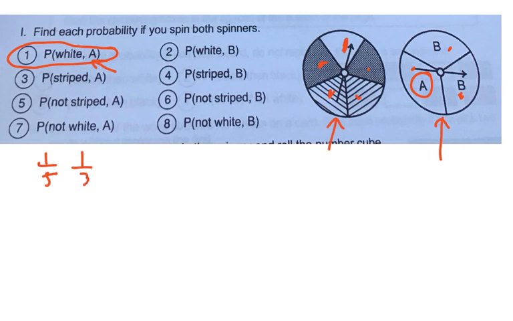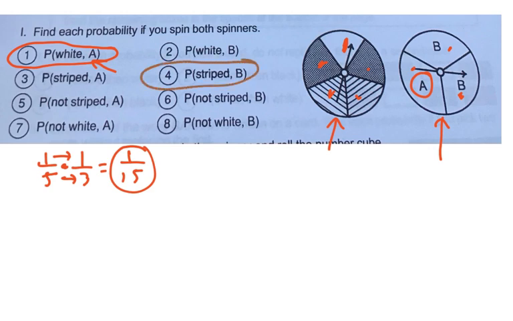Now, how do we combine independent probabilities? We just simply times them together. We're just going to times straight across. So we're going to get 1/15. So the chance of getting a white and an A in this case is 1 out of 15 tries. Okay, let's do at least a couple more here.